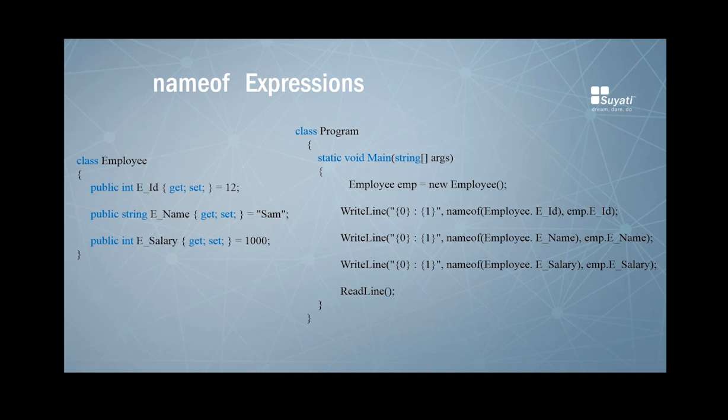Here we have a class Employee and it has three member variables. And we need to show the values of this class's properties and also print the name of the property with the message. So in C# 6 we can use the nameof expression rather than hard-coding the name of the property.